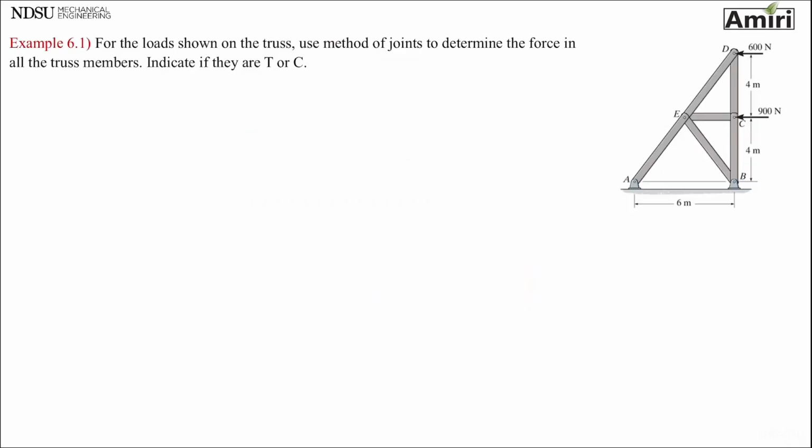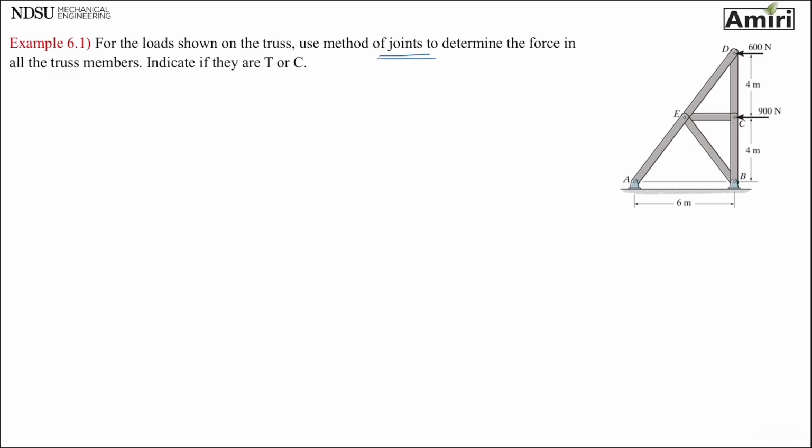The first example I have is asking for the loads shown on the truss, use method of joints to determine the force in all the truss members. Indicate if there are tension or compression. Okay. Method of joints. It is asking about method of joints.